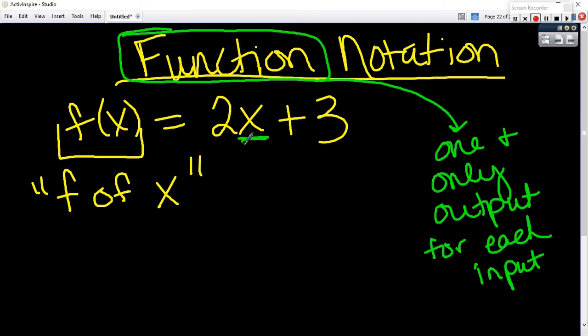Output is y, input is x. So one and only one y for every x. Your y's can't repeat. That's what it means to be a function, okay? If they say f of x, they're telling you it is a function. All lines, with the exception of vertical lines, are functions.